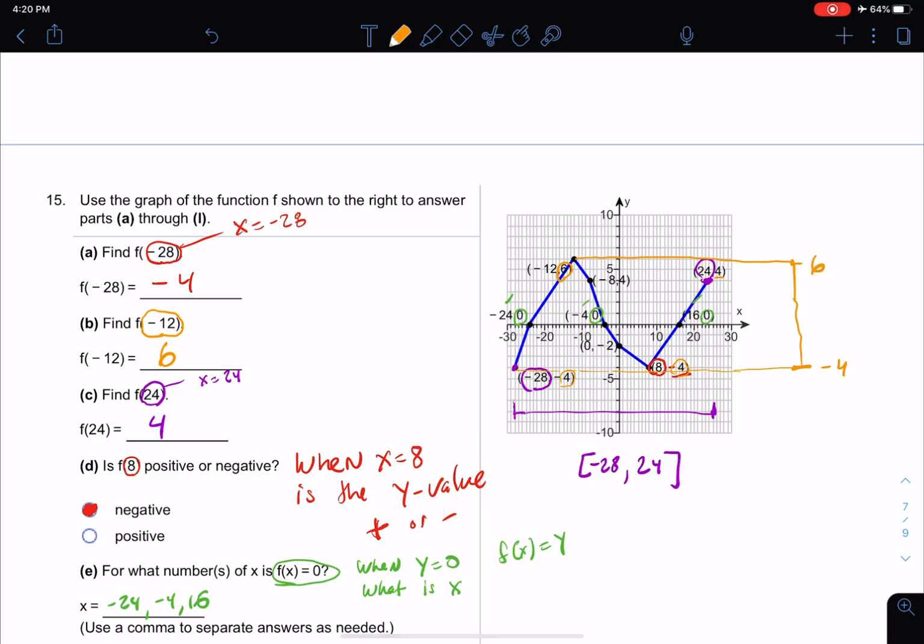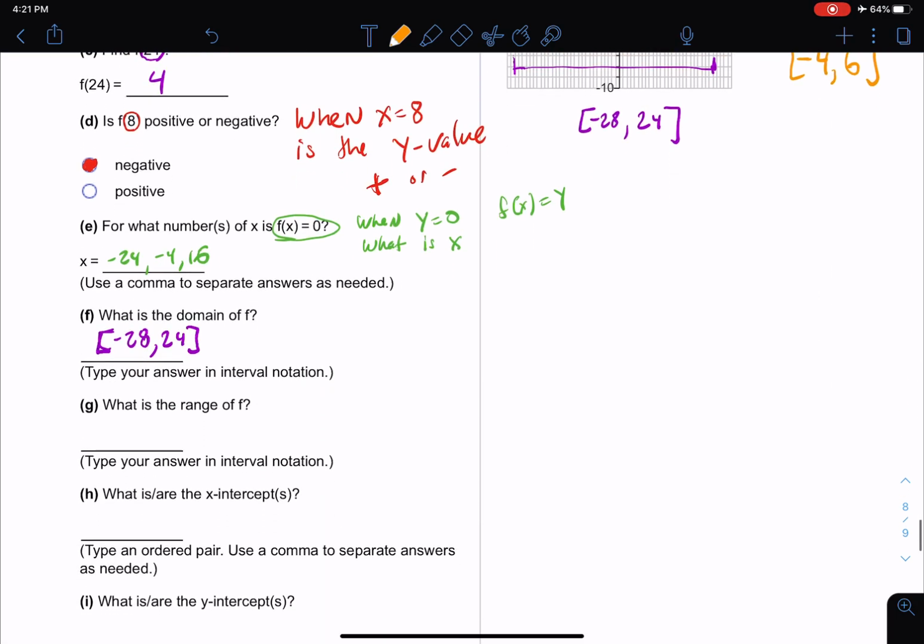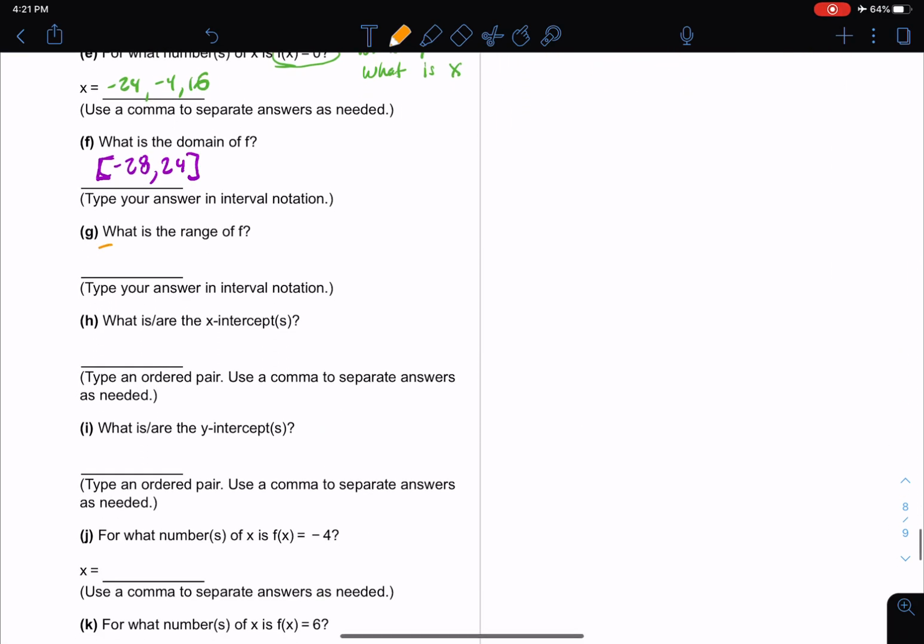That's up to 6. We're talking about the y values because range, remember, range are specifically the y values. So our range has to go, the smallest value is negative 4, closed, up to the biggest value, 6, closed as well. So negative 4 to 6, closed.